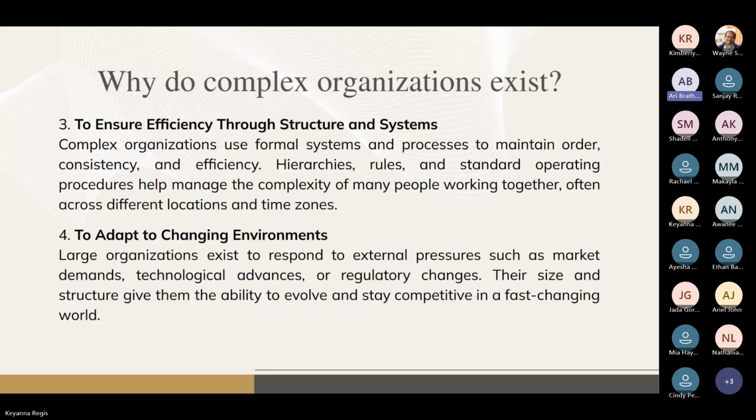Number three, to ensure efficiency through structure and systems. Complex organizations use formal systems and processes to maintain order, consistency, and efficiency. Hierarchies, rules, and standard operating procedures help manage the complexity of many people working together, often across different locations and time zones. Number four, to adapt to changing environments. Large organizations exist to respond to external pressures such as market demands, technological advances, or regulatory changes. Their size and structure give them the ability to evolve and stay competitive in a fast-changing world.